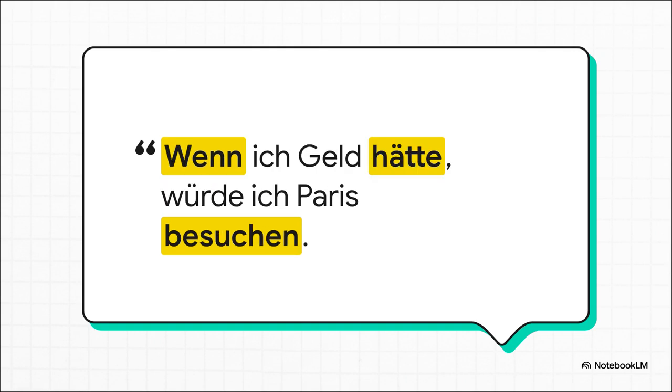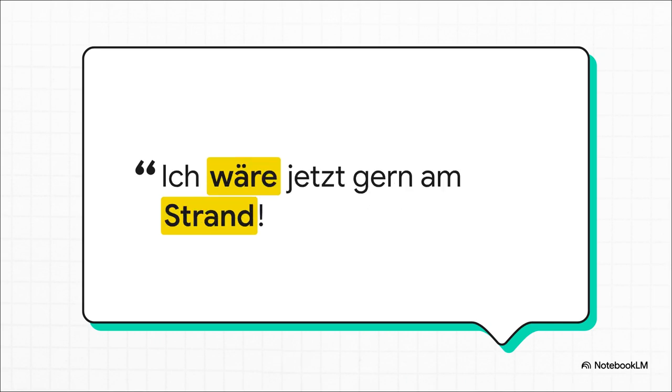And here we go, the classic if-then scenario. And what's so cool here is that it uses both of our methods. The if clause, wenn ich Geld hätte, uses that special VIP form for haben. But the then clause, würde ich ein Auto kaufen, uses our good old würde construction. They team up perfectly. Or how about just wishing you were somewhere else? That feeling when you're stuck in traffic? This is the perfect sentence. Ich wäre jetzt gern am Strand. It's how you say, I wish I were at the beach right now. You're literally describing a reality you would prefer.